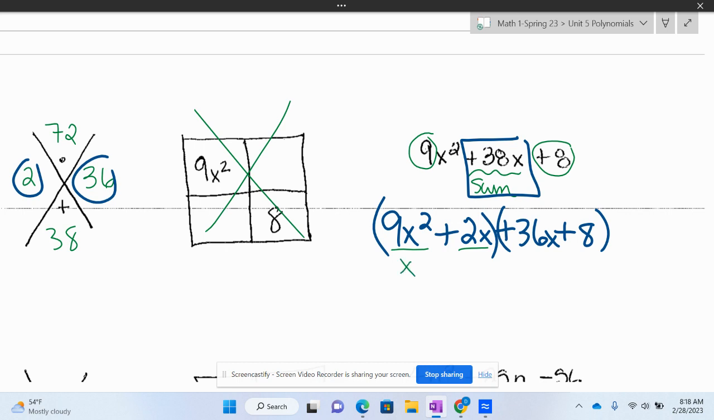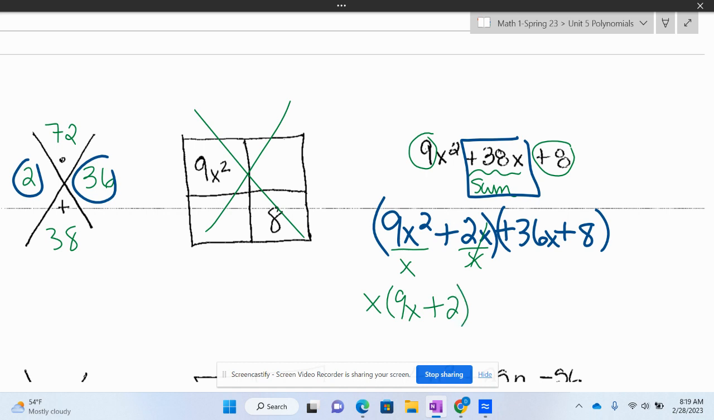X. Yeah, I can only take an X out. Okay, so if I take an X out, what am I left with? 9x plus 2. I'm dividing each term by x, right?